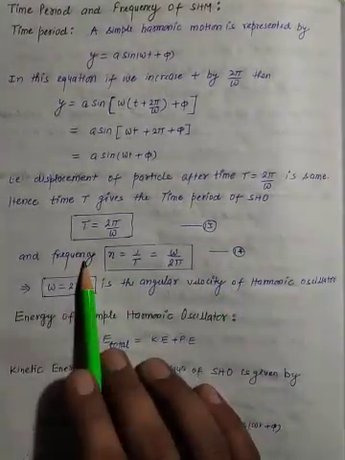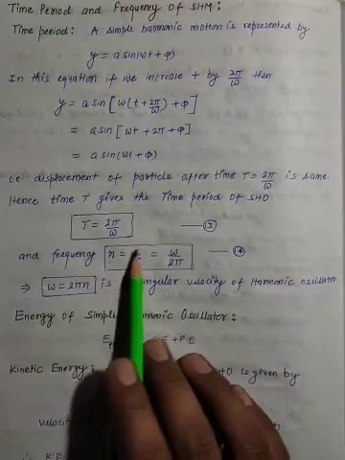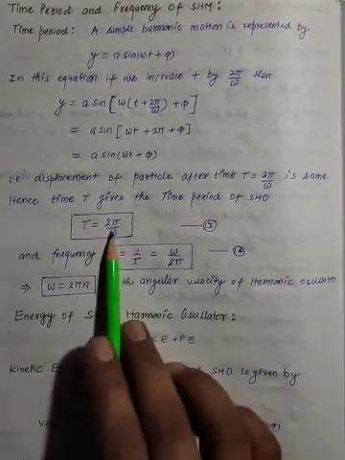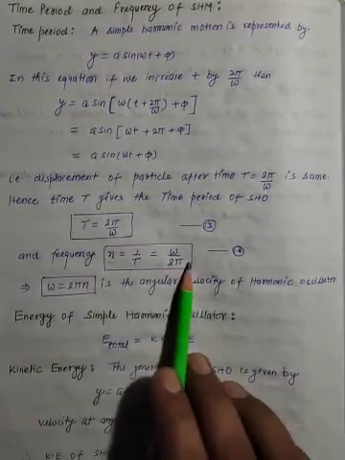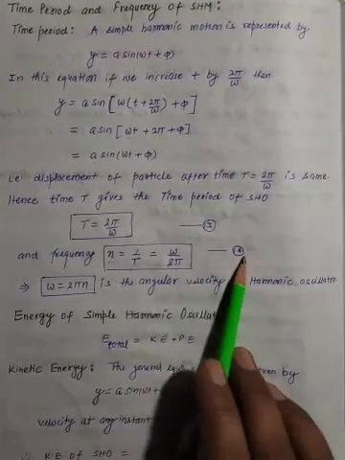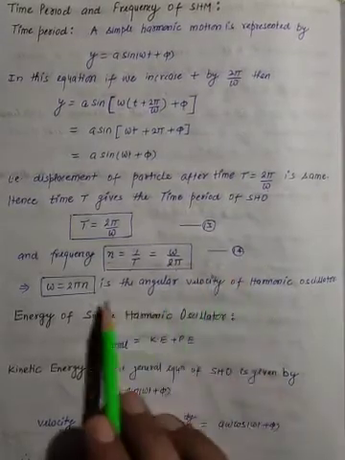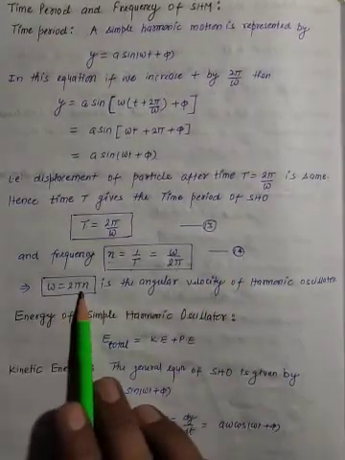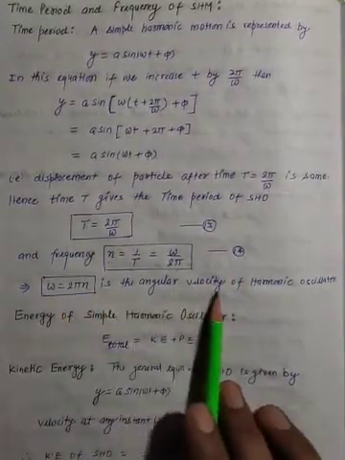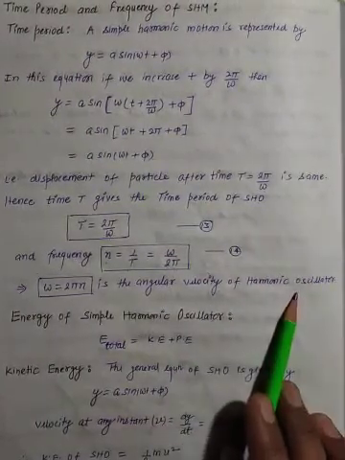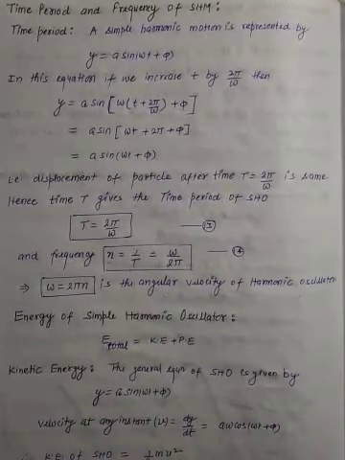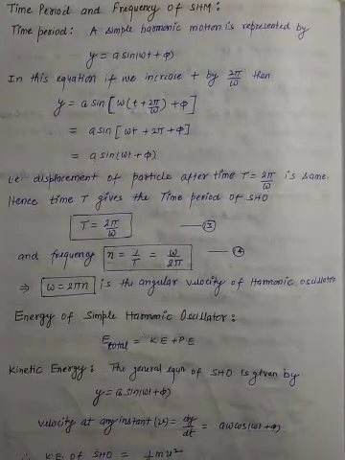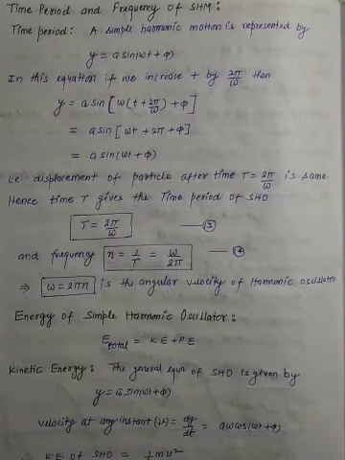And frequency. What is frequency? Frequency is the reciprocal of the time period. So the reciprocal of this equation is ω/2π. This is the frequency of that SHO. This is equation number 14, say. And here ω equals 2πn is the angular velocity of the harmonic oscillator. So this is all about the time period and the frequency of a particle or harmonic oscillator performing SHM.